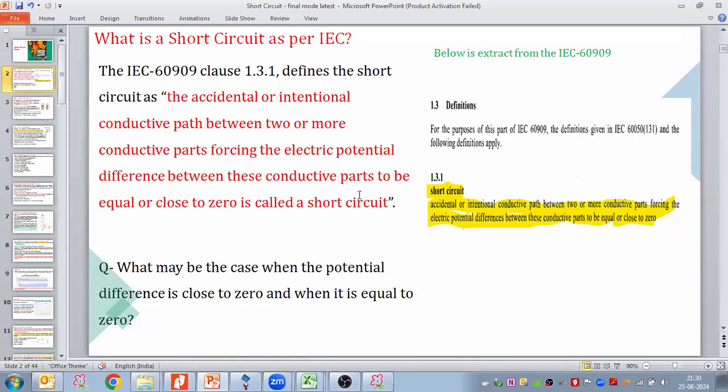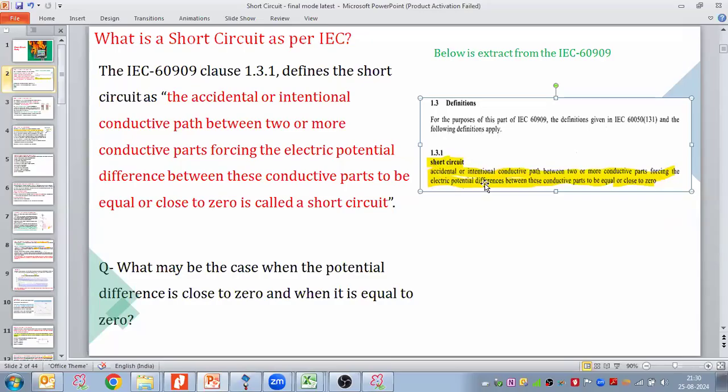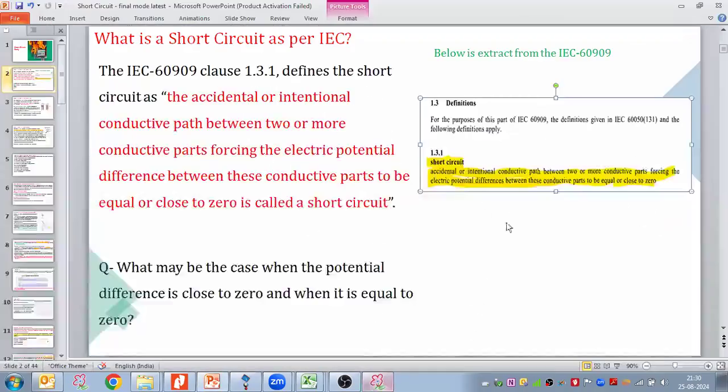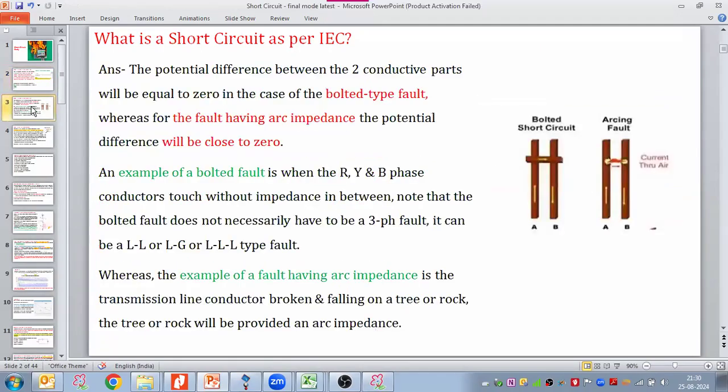My effort is to decode what IEC 60909 defined in their standard. So I'm trying to explain in simple language. Am I making sense? The definitions: what is the short circuit? So I started, what is short circuit? I took this statement and then I tried to understand this statement deeply. Is it clear what is a short circuit?